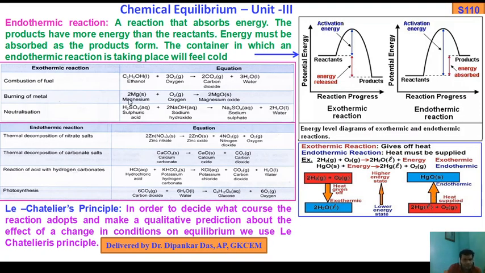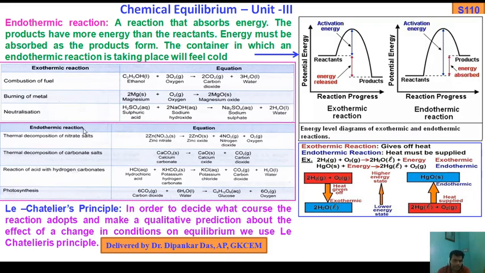Now take a look at more examples of exothermic and endothermic reactions. Combustion of fuel, like ethanol plus oxygen, gives carbon dioxide and water. This is an example of an exothermic reaction. Burning of metals, magnesium solid plus O2 gives 2MgO. This is also exothermic. Neutralization, sulfuric acid plus sodium hydroxide, strong acid and strong base, gives a salt and water, sodium sulfate and water. These are examples of exothermic reactions where heat is liberated.